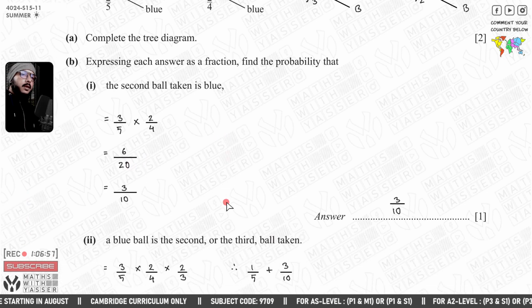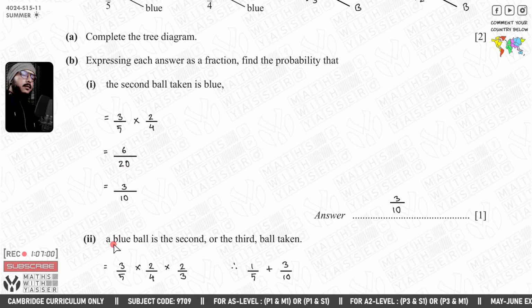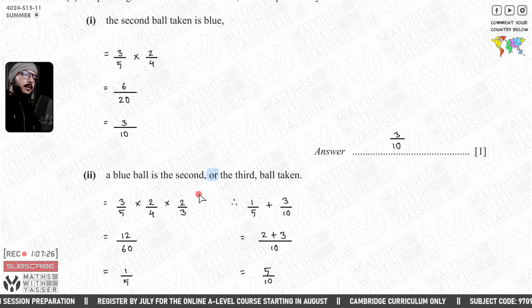Then it says we need to find the probability that a blue ball is the second or the third. So the term or means we need to add them up eventually. But first, let's find that the second ball is a blue one. So we have already found in the first part of the question that the second ball blue is 3/10.